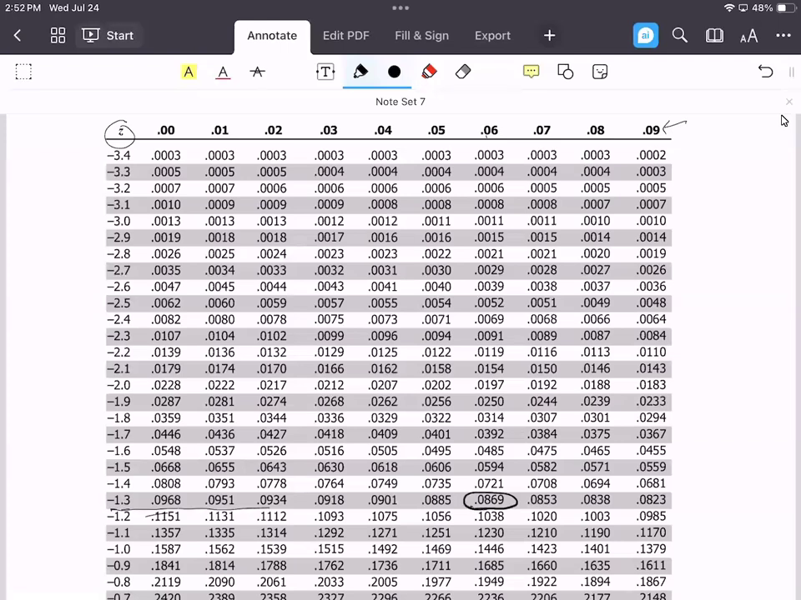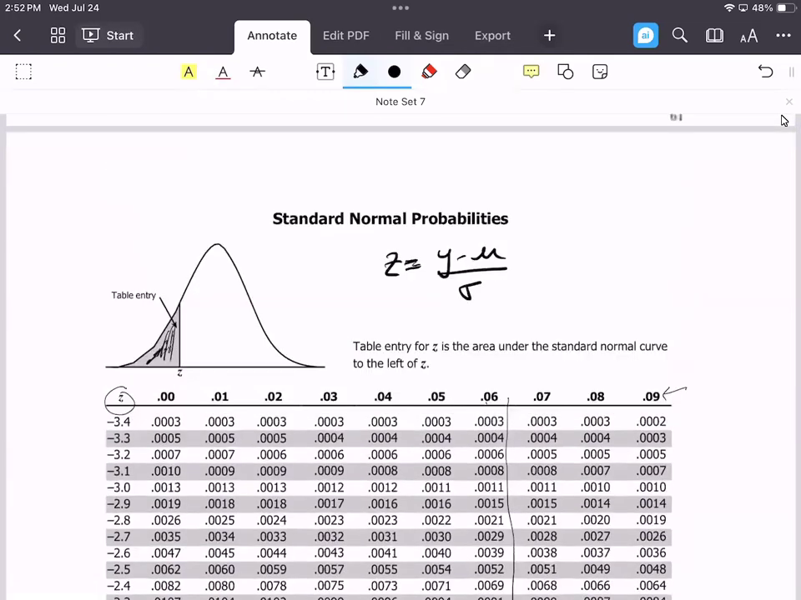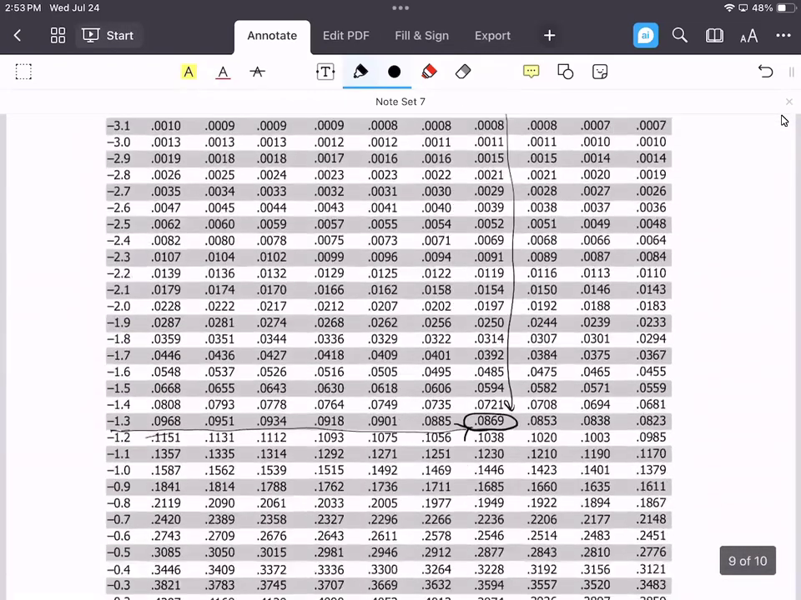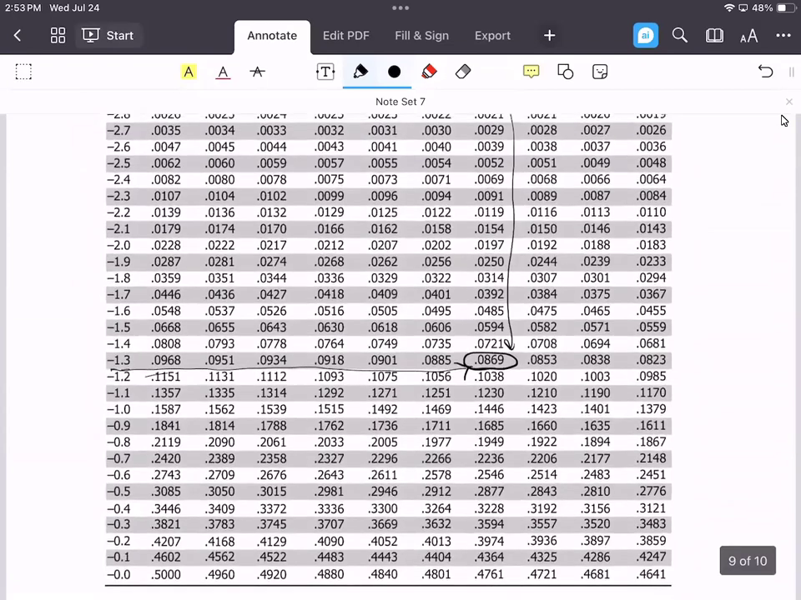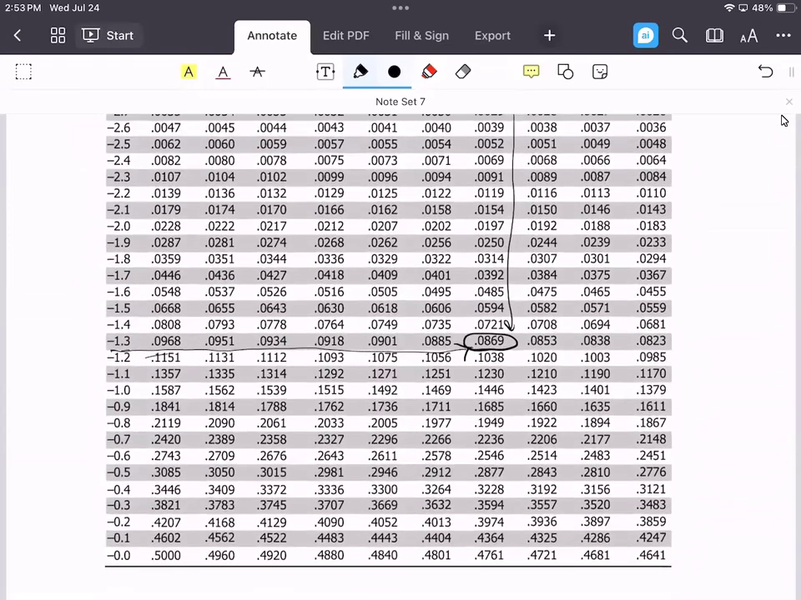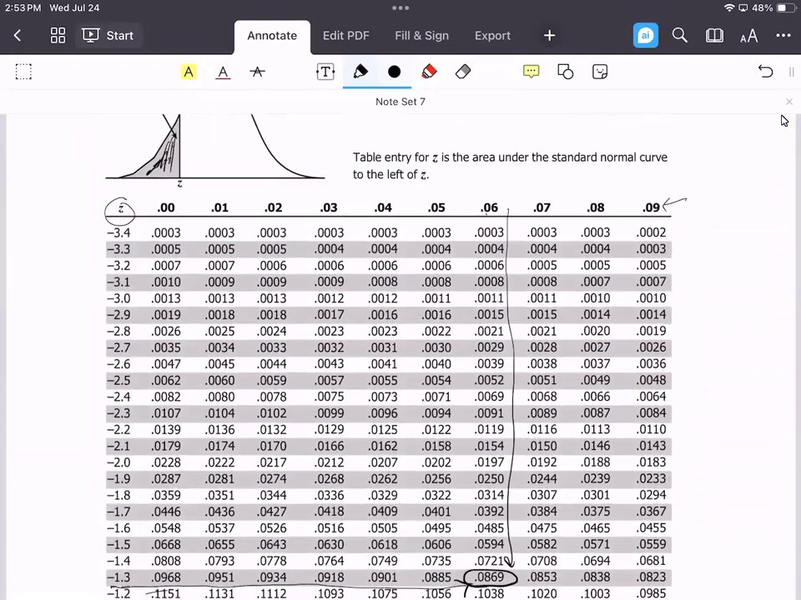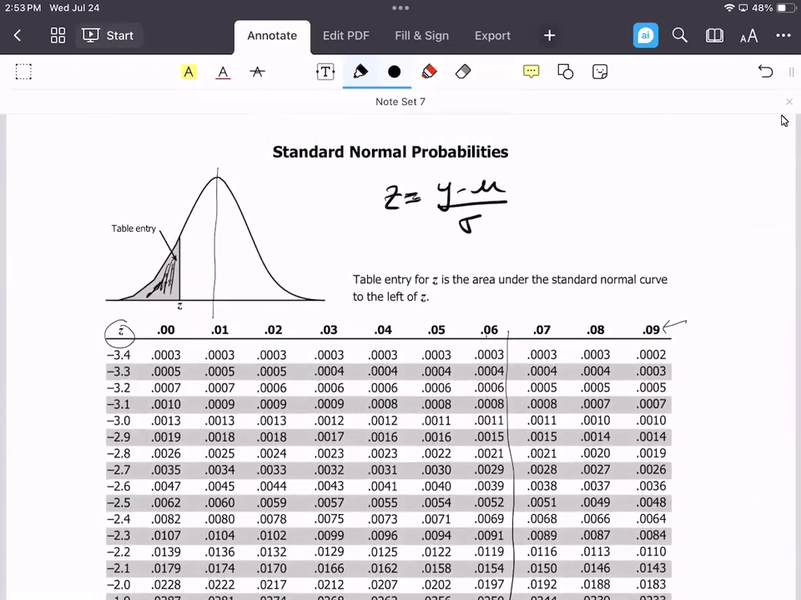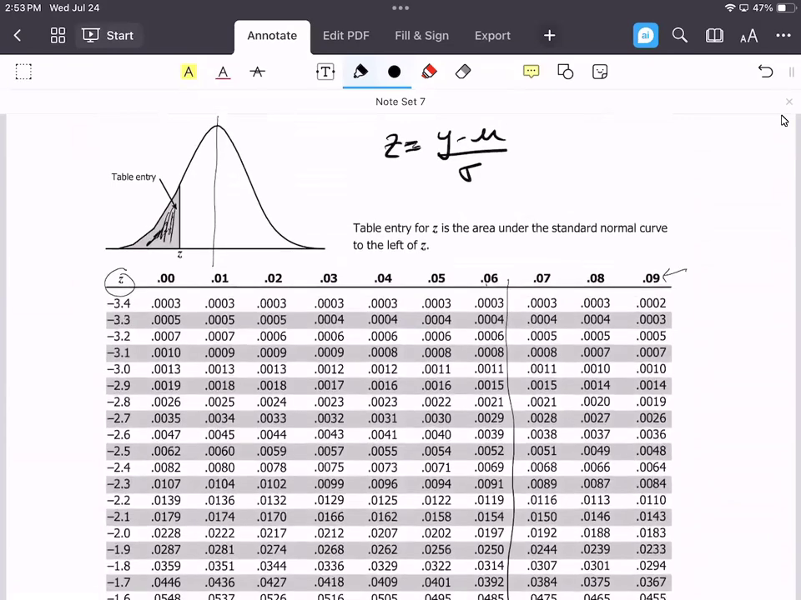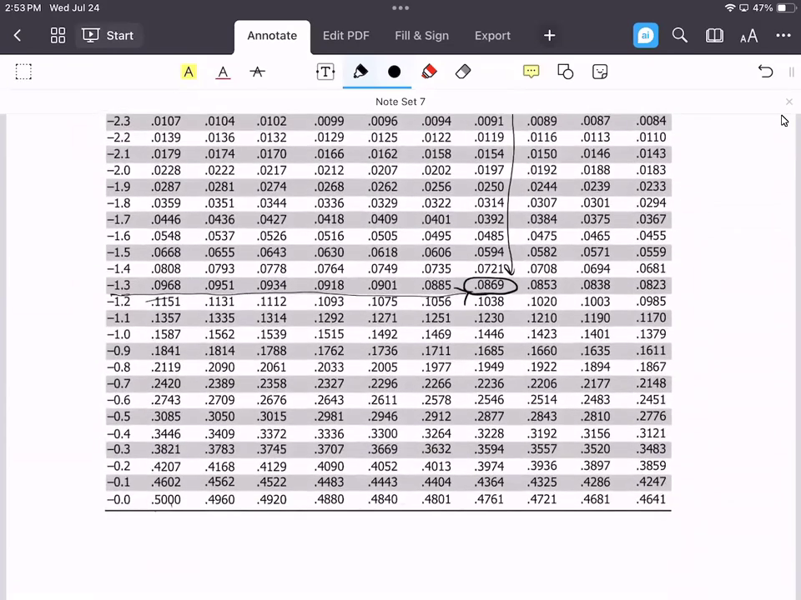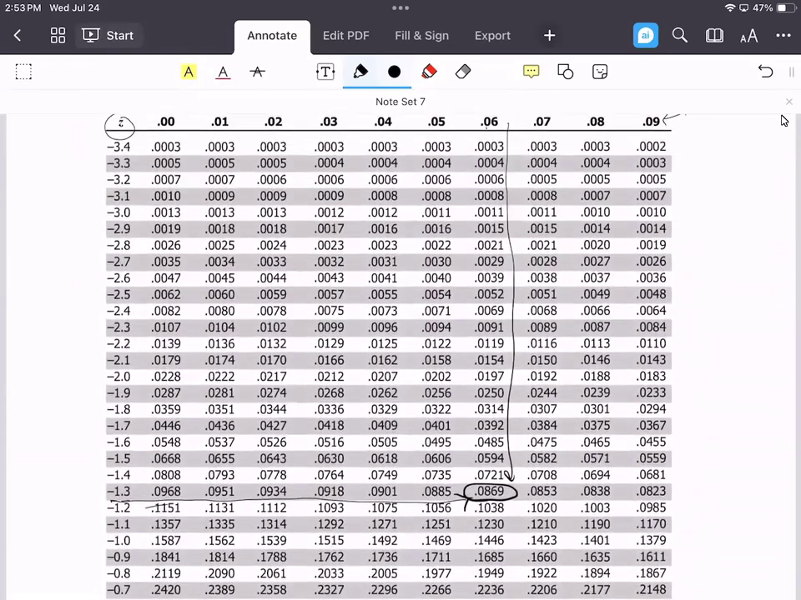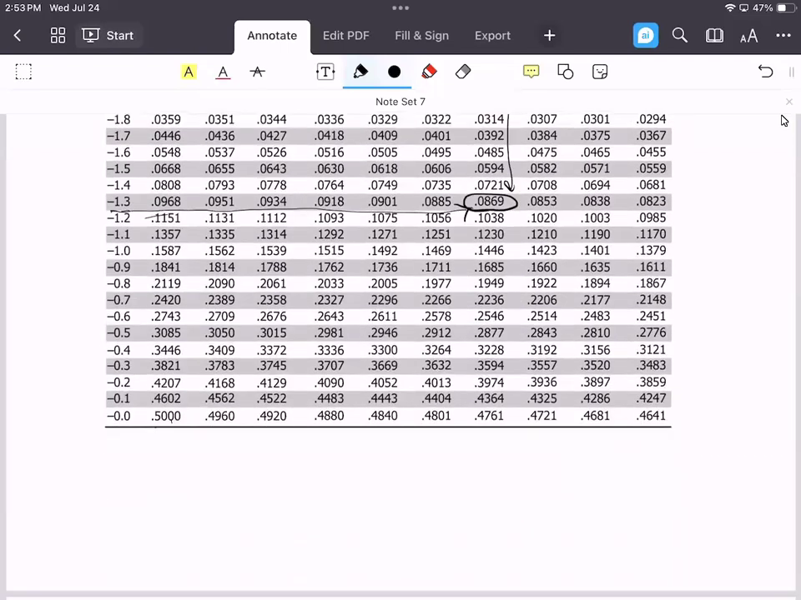So that's at negative 1.36. And I get 0.0869. So that is obviously in decimal format, hopefully at least obviously. If you remember, at the center of the curve, it should be a 50-50 split on either side. So if my z-score is 0, I would expect 0.5. There's 0, 0, 0.00, and there it is.